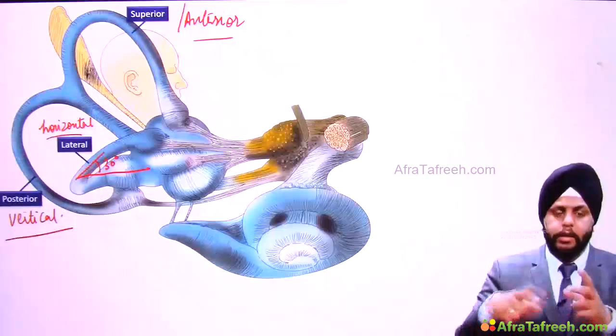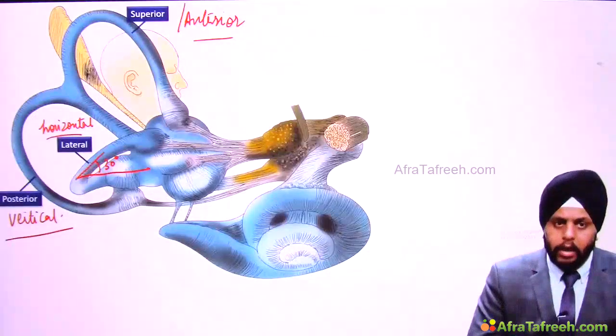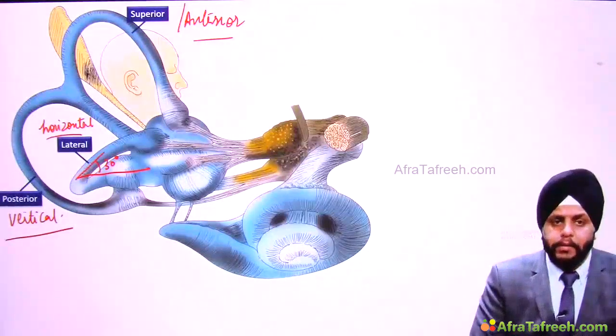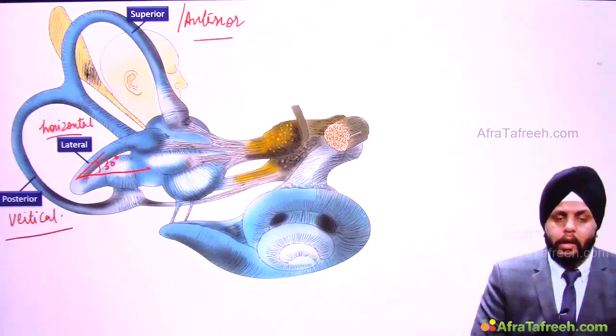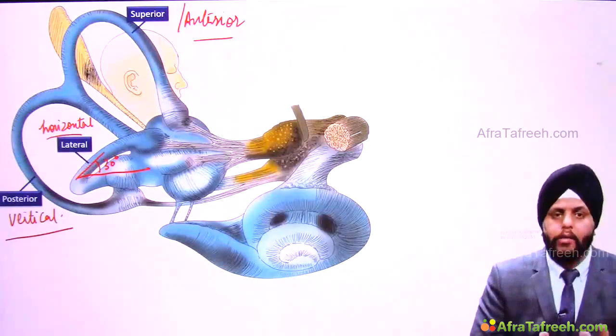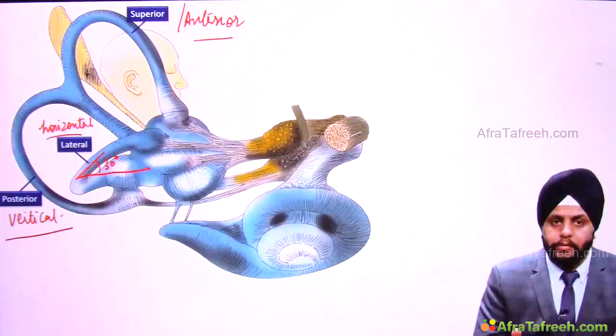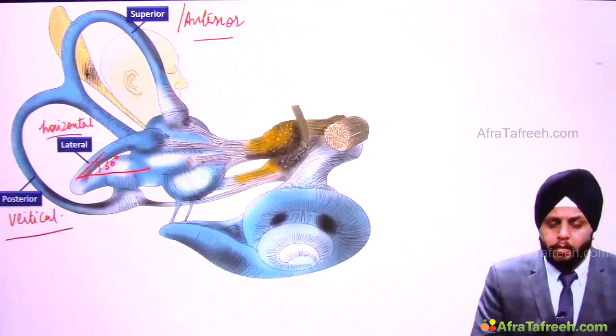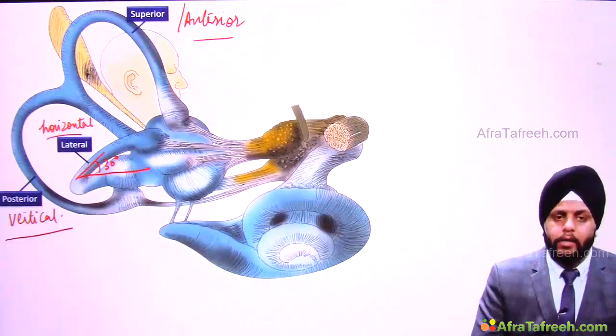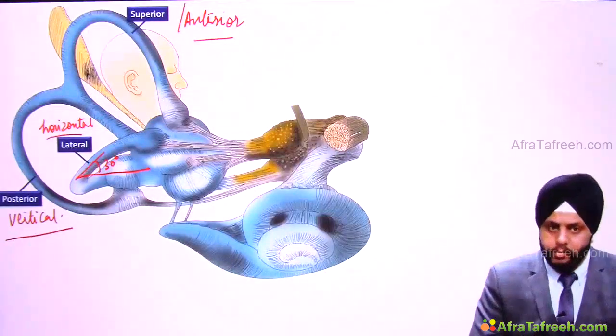So we have 3 canals, all perpendicular to each other. With the help of these 3 canals, we can detect the angular acceleration in all three dimensions. That's why nature has given us three semicircular canals, so that we can detect angular acceleration in all three dimensions.